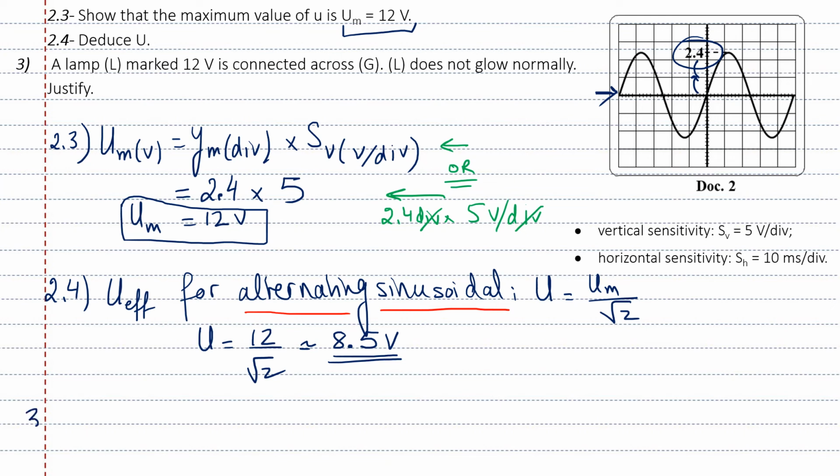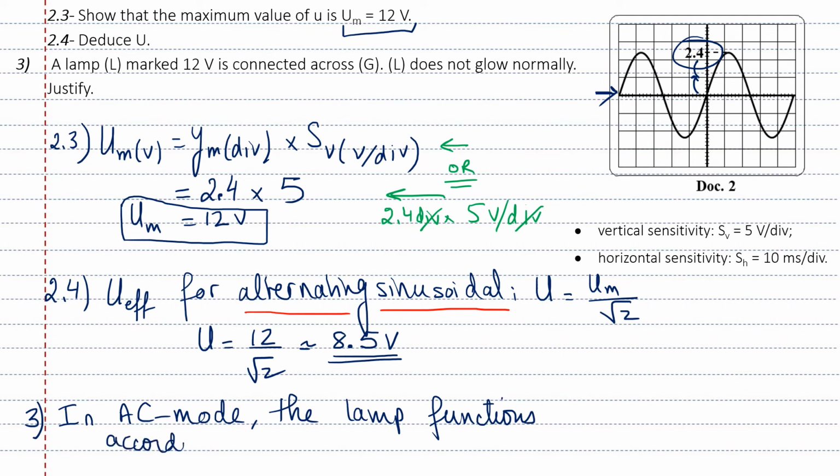Part 3. A lamp marked with 12 volts is connected to this generator. It does not glow normally. Why? Simply, we know that in AC mode, an appliance or the lamp functions, new line, according to what?